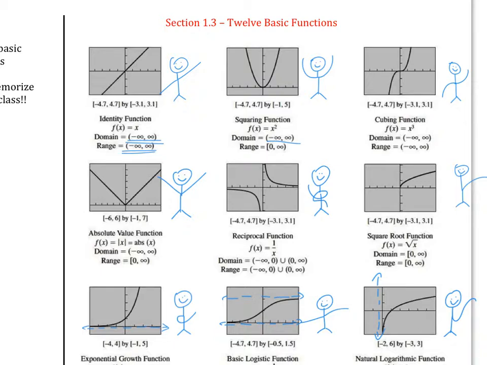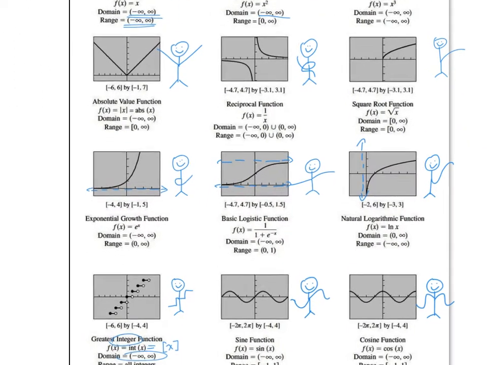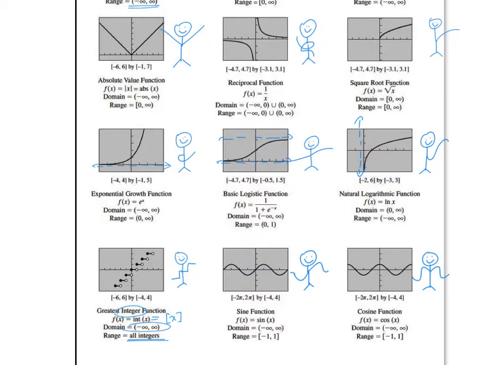No, not all of them are continuous. So wait, no, this one can't. I think everything except what? Reciprocal? This one and the Egyptian dance. They're the only two that are discontinuous. 1 over x, okay. Those are the only two that are discontinuous. Okay, let's try another one.